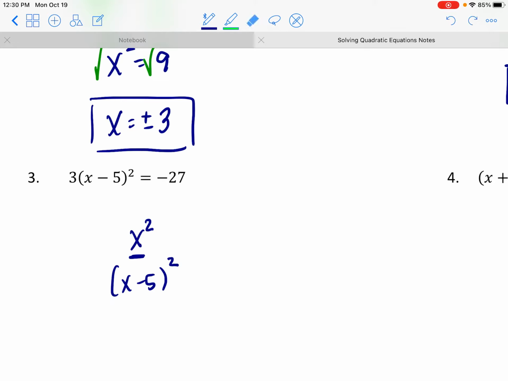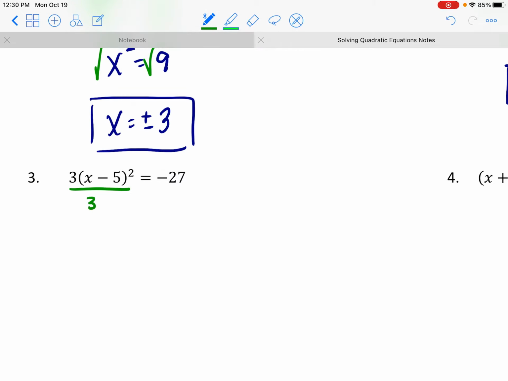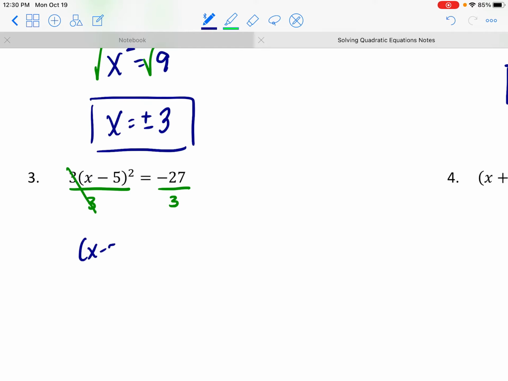That's okay. And just like getting the x squared by itself, we want to get the x minus 5 by itself. So we want to get the squared term alone, which means in this one, we are going to start by dividing by the 3 that's outside of that squared term. So divide both sides by 3. And now I have my squared term, x minus 5 squared, all by itself equal to a negative 9.